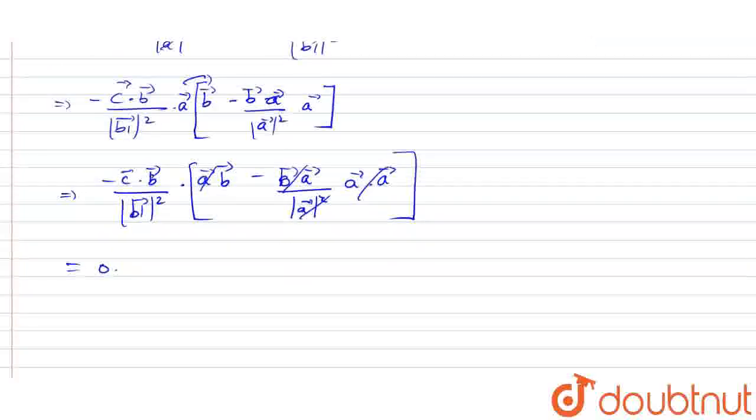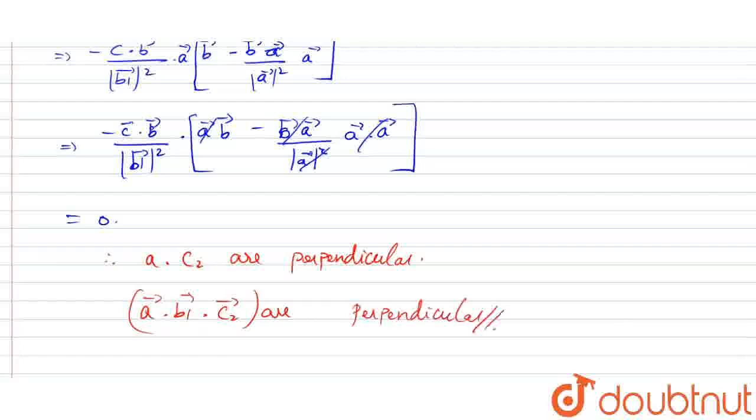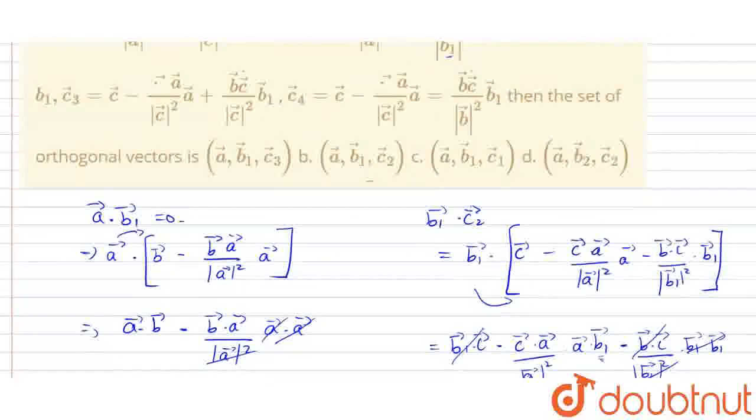Therefore a vector and c2 vector are perpendicular. Therefore, by seeing all the above conditions, a vector, b1 vector and c2 vector are perpendicular. And this is the answer, students. So option B is the correct answer.